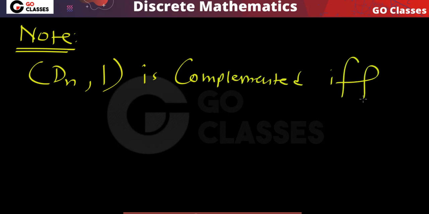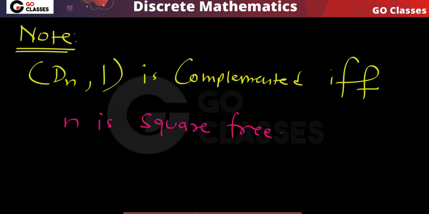Now this is the note. What is the note? That D n with divisibility is complemented if and only if n is square free. If and only if n is square free means if n is square free, then this will be complemented, and if it is complemented, then n will be square free.